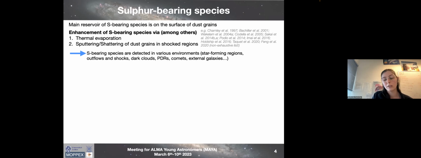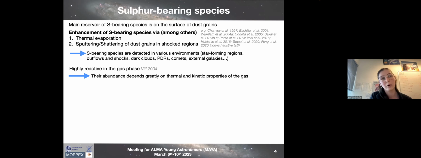The advantage of these species is that they are also highly reactive in the gas phase, so their abundance will vary greatly with the thermal and kinetic properties of the gas.